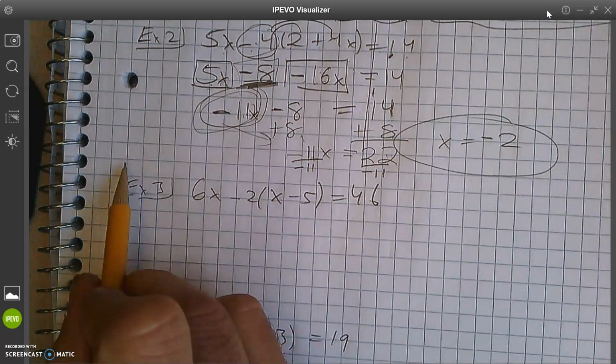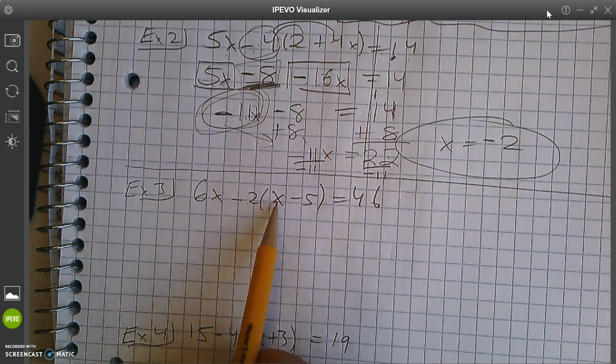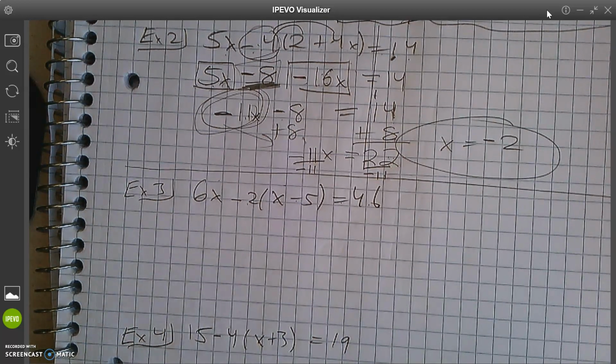Example 3. Now you're going to try some on your own. Ready? 6x minus 2 times the quantity x minus 5 equals 46. All right, write that down. Try it on your own. Ready, steady, do it.